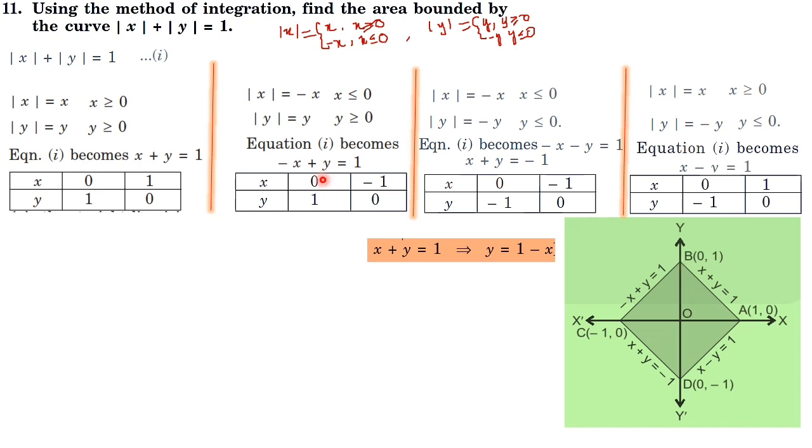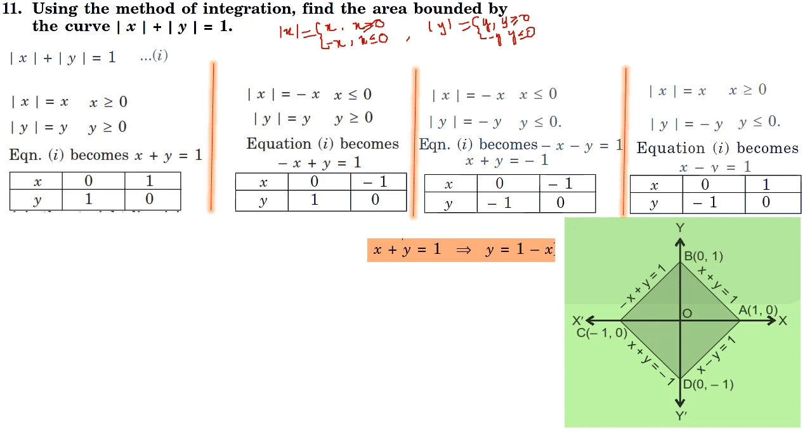Next is 0, 1, which is B. Then minus 1, 0, which is here. Now connecting B and C we draw the line. Next is 0, minus 1, which is D. Then minus 1, 0 is here. By connecting C and D we draw the line. Even if the line goes out, it is not a problem.